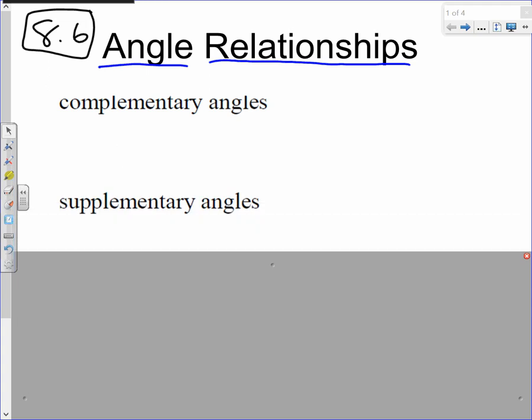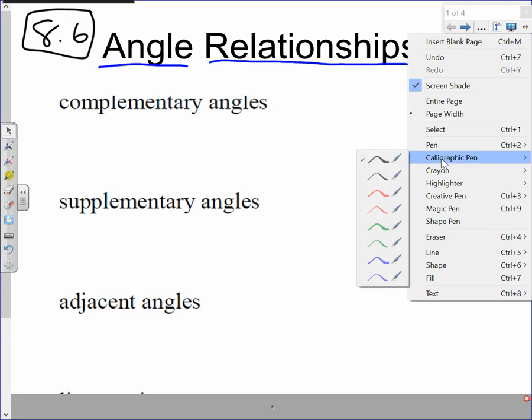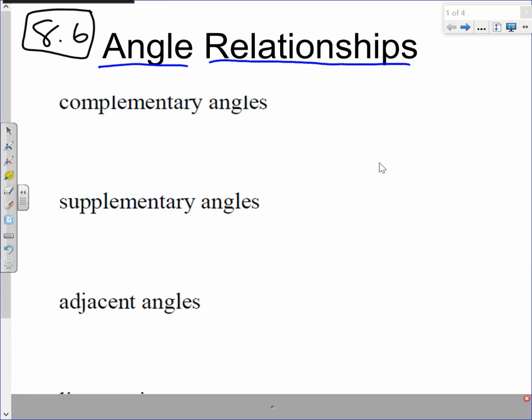Before we identify complementary and supplementary angles, we're going to first write down the definition of adjacent, the third one down. Adjacent angles, ready? Adjacent angles are angles right next to each other.